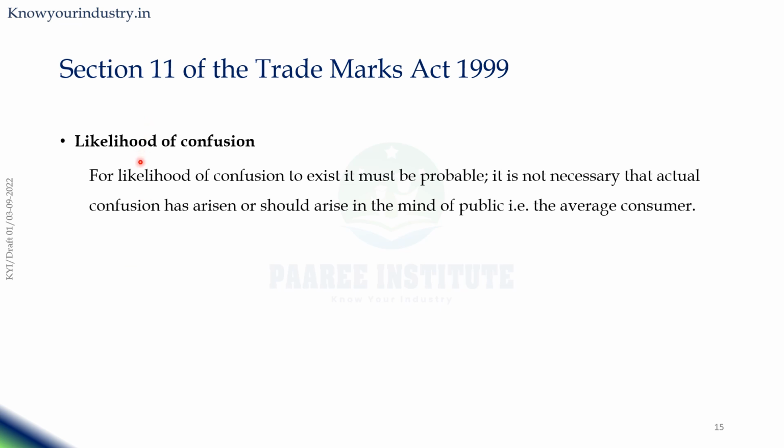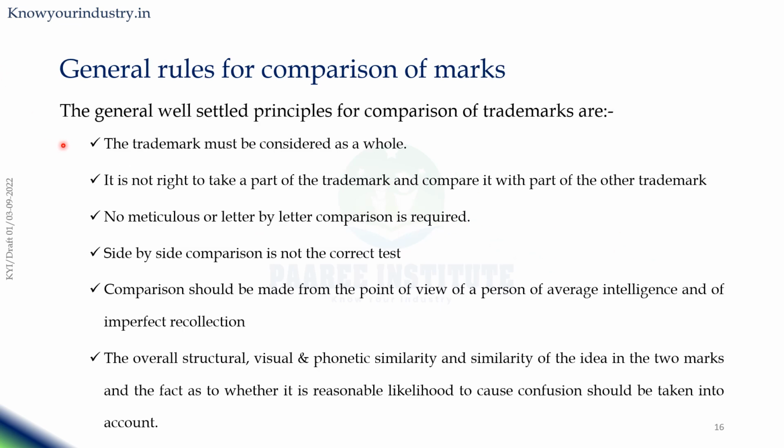Another type of trademark that cannot get registration under Section 11 is likelihood of confusion. For likelihood of confusion to exist, it must be probable. It is not necessary that actual confusion has arisen or should arise in the mind of the public, that is, the average consumer. After conducting a trademark search, the examiner may collect some earlier filed or registered trademarks which are the same or similar to the current trademark under examination.